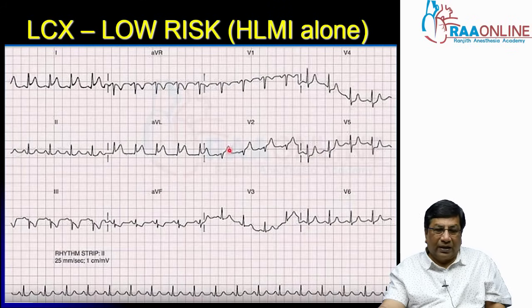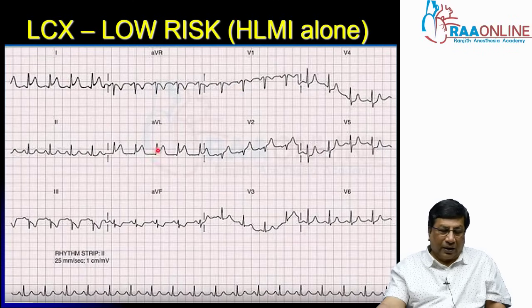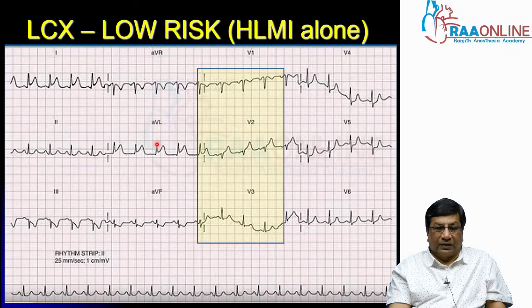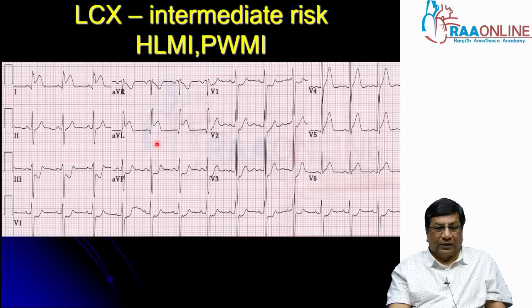So now you can see only two leads, the high lateral wall, are showing ST segment elevation, and no other leads are showing ST segment elevation. It means it is a purely high lateral infarction, even without posterior wall infarction, because you can see V1, V2, V3 are not showing reciprocal ST segment depression. That means the posterior wall is not involved. The left circumflex involved is only on the high lateral wall. It is a low risk left circumflex infarction. There is no posterior wall infarction.